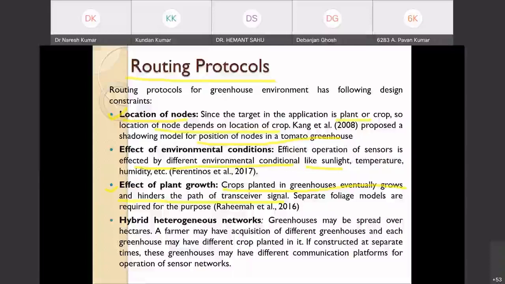Another is hybrid heterogeneous networks. Greenhouses may be spread over hectares, and the farmer may have acquired different greenhouses, and each greenhouse may have a different crop planted in it. If constructed at separate times, these greenhouses may have different communication platforms for operation of the sensor networks. So these are a few of the design challenges.